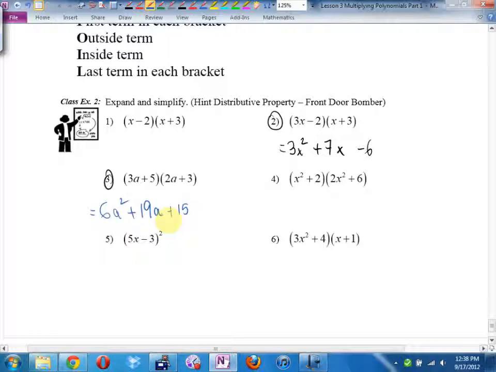I don't know, I did it in my head. I think I'm right. Let me double check now. 9a, 10a, 19a, 6a squared, 50. I think 3 is right. 3x squared minus 2 plus 9 plus 7. I'm right, yeah? Woo.